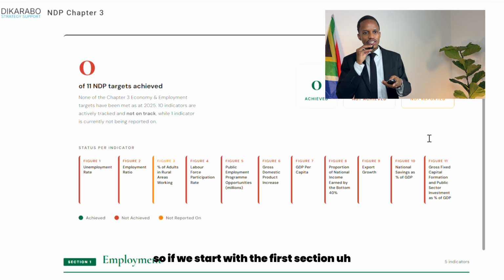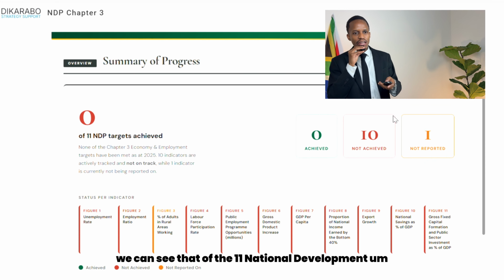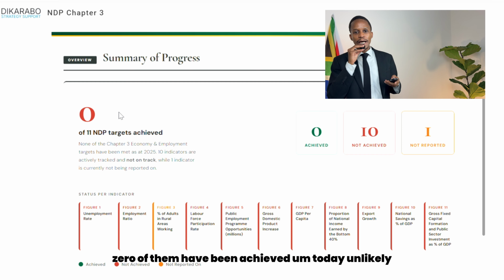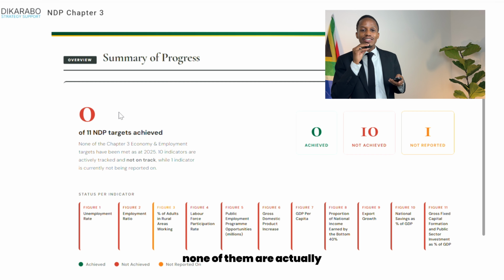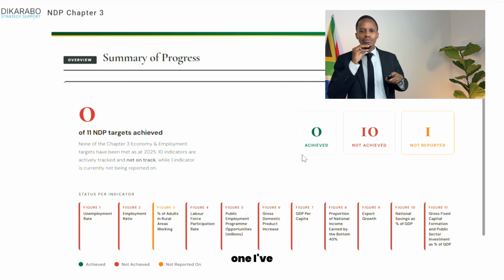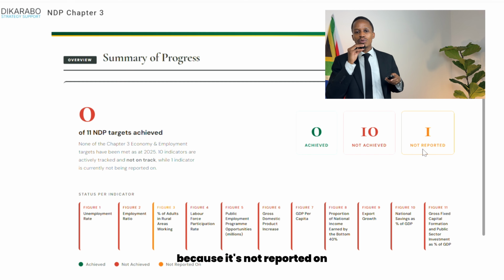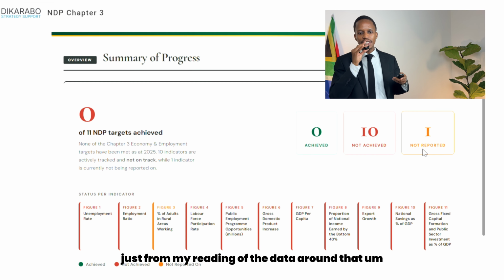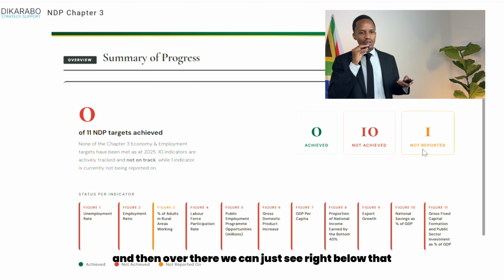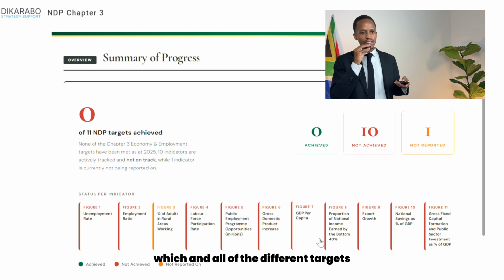So if we start with the first section, the overview or the summary of the progress, we can see that of the 11 National Development Plan targets, 0 of them have been achieved to date. None of them are actually likely to be achieved by 2030. And of the 11 that are not achieved, one we've inferred that it also hasn't been achieved because it's not reported on, but I can confidently say, just from my reading of the data around that not reported target, that it's unlikely to be achieved by 2030. And then right below that, we can see a summary of the status of all of the different targets and the progress toward these targets.